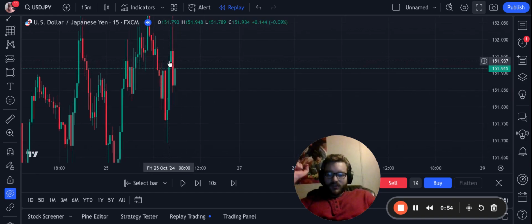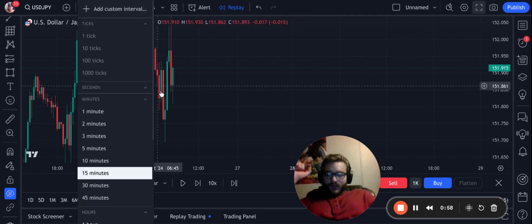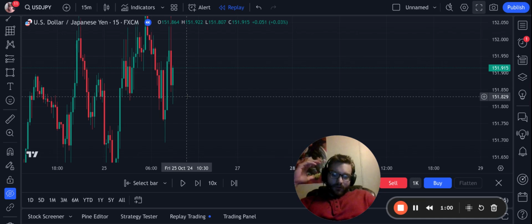the upside here. Price entered into this 15-minute fair value gap. Since the 1 hour and the 15-minute are in alignment with each other, we can scale it down into the 1 minute time frame and look for a break of structure.